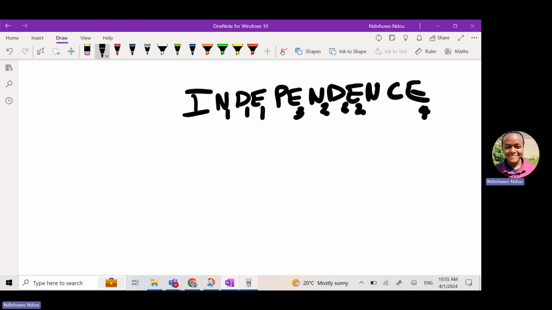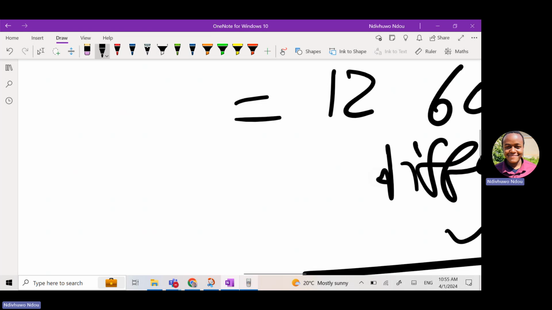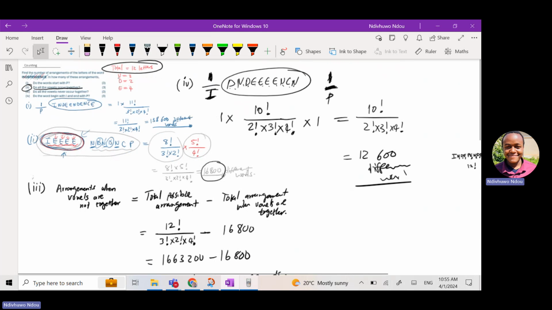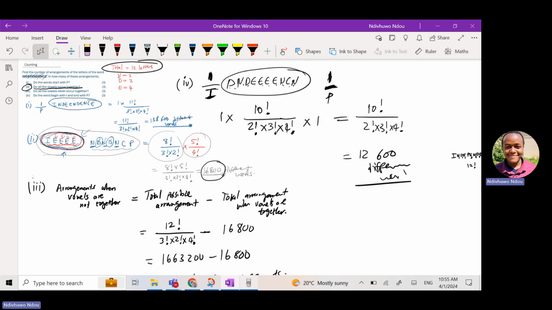In this case, everything is different because you are treating repeating letters as different. So it will just be how many letters are there. There are 12 letters. They can just be arranged in 12 factorial ways. We don't have to divide by the repeating because in this case, you are treating repeating letters as different. But in this question, they said nothing about repeating letters. So we treat repeating letters as repeating. In other words, we have to divide by the factorials of the repeating letters.